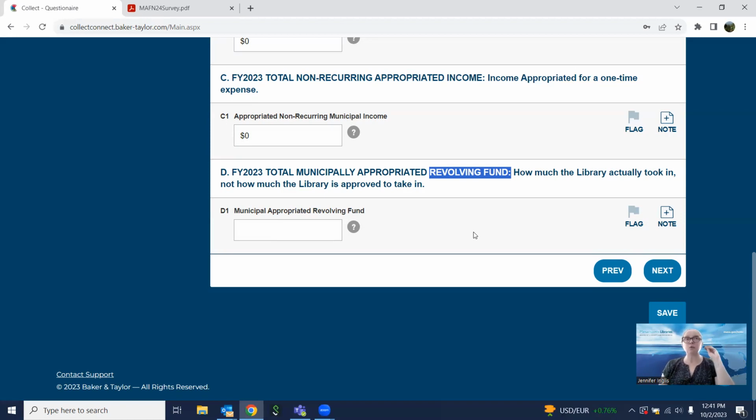And we're not looking for that amount of $6,000. We're not looking for the highest amount that you're allowed to get. We're actually looking for what you took in. So if your revolving fund says that you can have $6,000, but you only took in 4,200, we want 4,200 here in this amount.